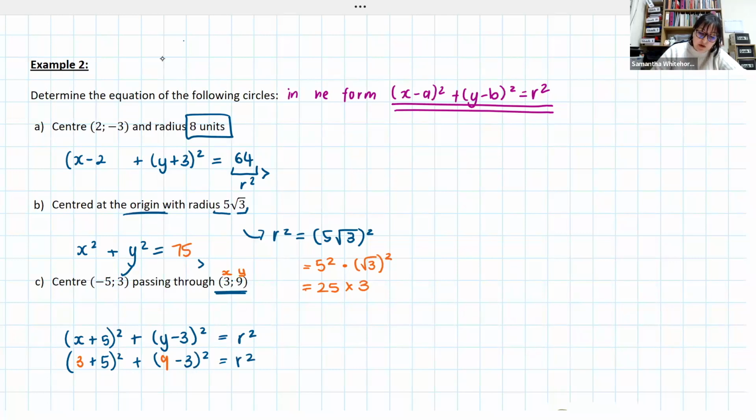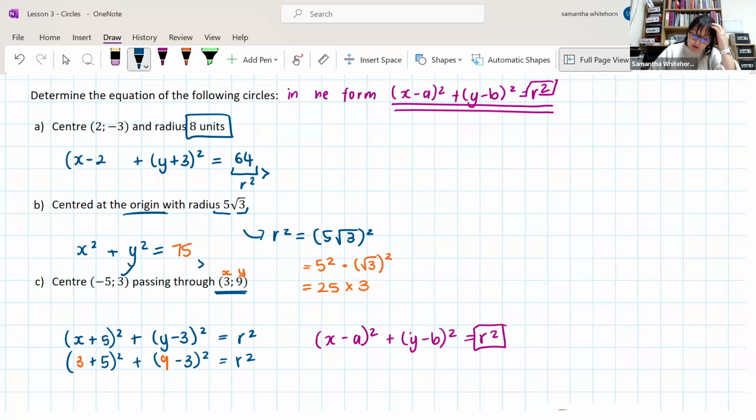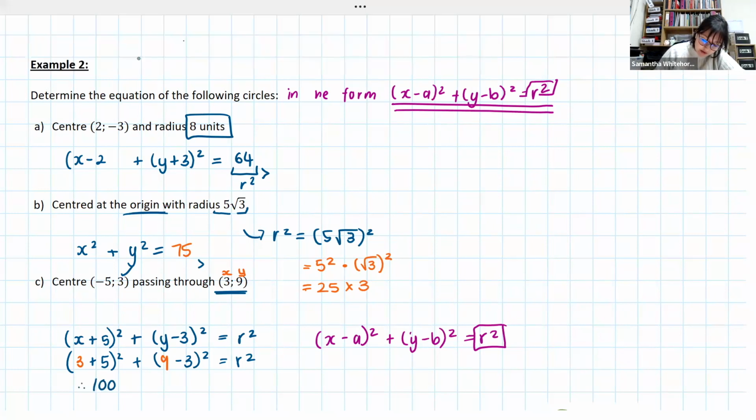Now, guys, remember, you are looking for the equation of your circle. According to the equation of your circle, the value you are interested in is r squared, not r. I don't care what the radius is. For the purposes of this question that says determine the equation of the following, I care what r squared is. So when you now chuck this into your calculator, you get 3 plus 5 squared, which is 8 squared, so 64, plus 9 minus 3 squared, which is 36. 64 plus 36 is 100. So you get that 100 is equal to r squared. That's the value I care about.